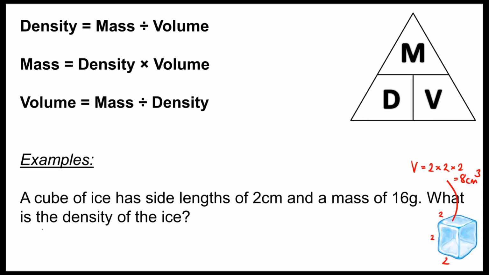As with before, because I'm trying to work out the density of the ice, I can cover that up in my triangle, and that gives me mass divided by volume. So my mass is 16 and the volume that I just worked out is 8, so that gives me an answer of 2 for the density. Now our mass was given in grams and our volume is in centimetres cubed, therefore I can say my answer is 2 grams per centimetre cubed.